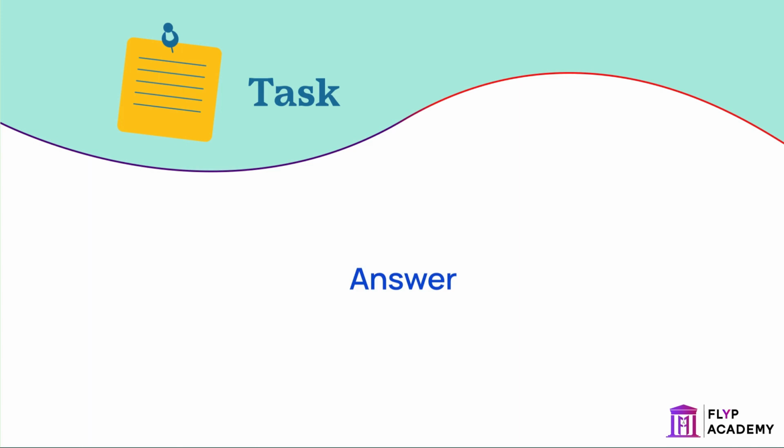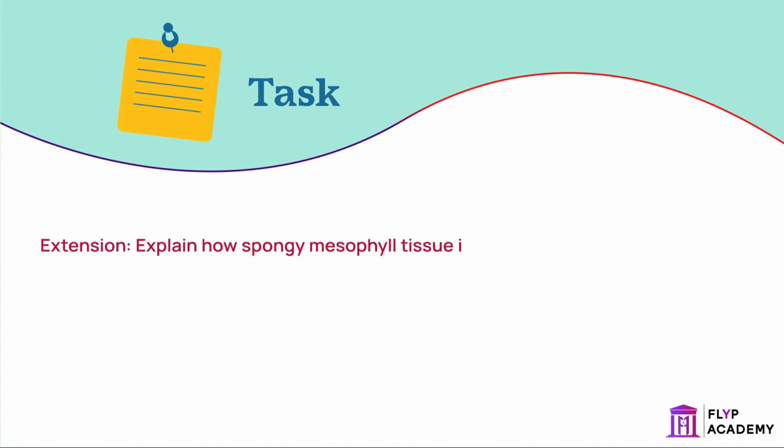Plants contain stem cells which are undifferentiated cells. These are present in the meristems of the plant. These are the root and shoot tips and are the growing regions of a plant. Extension. Explain how spongy mesophyll tissue is adapted for gas exchange.